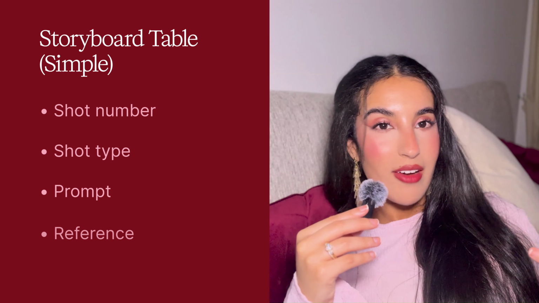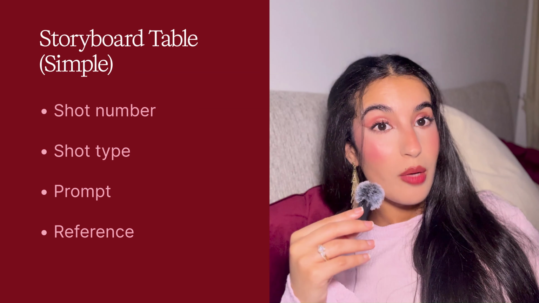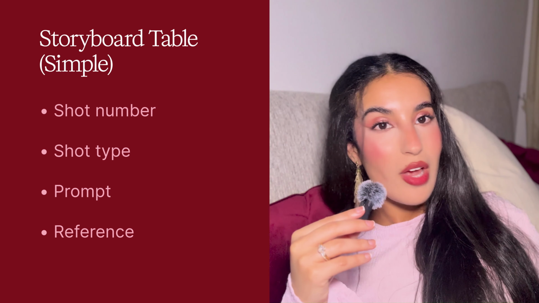My storyboard is not fancy, it's just an Excel sheet document. For this specific project, because it was not an AI film, I did not have a character. The table was very simple: the shot number, the shot type, the prompt, and then the reference. It was very simple. Step 2 is image creation.